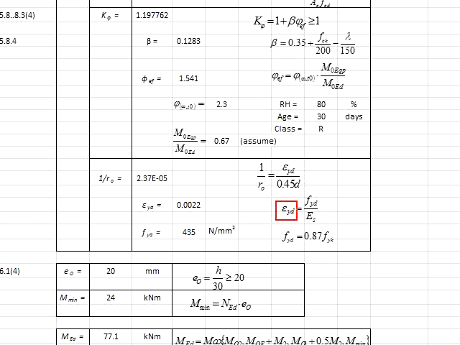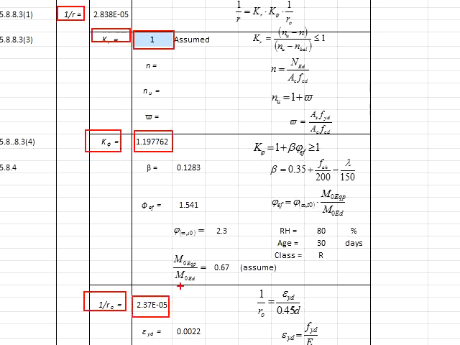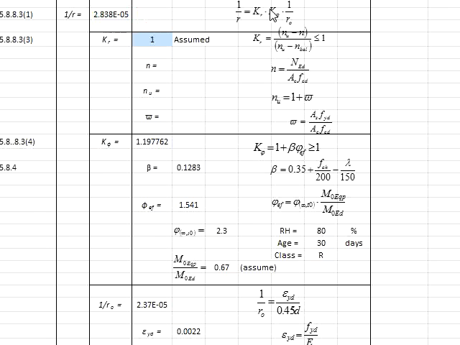Substitute epsilon yd into the equation here. With the D defined, you'll be able to obtain 1 per r naught. This is the value for the 1 per r naught. Now, for you to obtain the 1 per r for the curvature, you will have to multiply Kr, which is equal to 1, with K dot, which is equal to 1.1977. And also multiply with 1 per r naught, which is equal to 2.37 to the power of negative 5. This is the value for 1 per r.